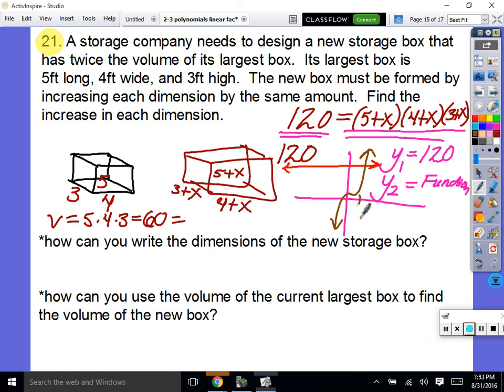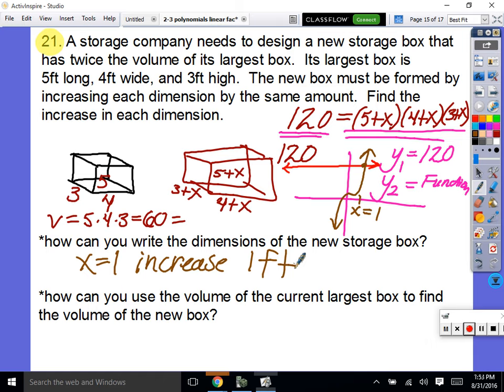So what x value, where do they intersect? X equals 1. So guess what? We had to increase each of these by 1. X equals 1. Do you see how we solved by graphing? Okay, so x equals 1. So we solved it. So it says, how can you write the dimensions of the new storage box? We already did that. So x equals 1. So we're increasing by 1 foot.